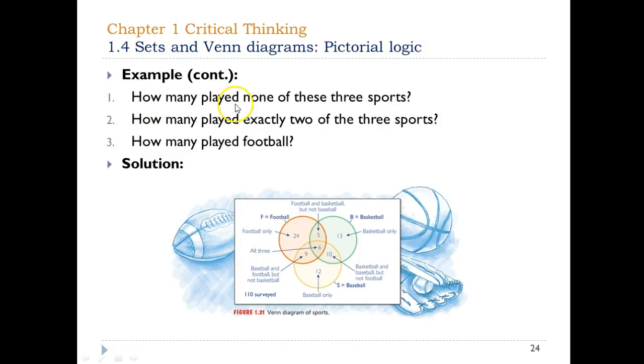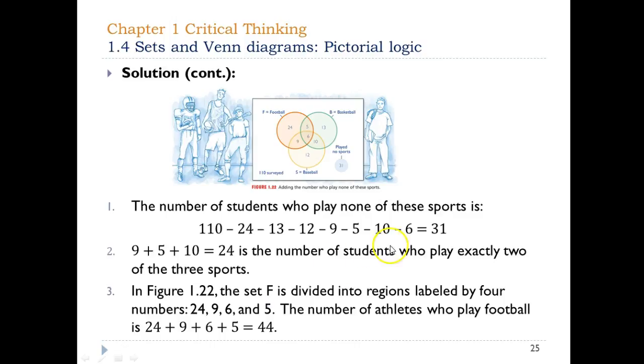So how many people played none of these 3 sports? There were 110 people who we surveyed, and the people who played the 3 sports are these people here in these circles, right? So we just have to add these numbers and subtract them from 110. And there's 31 people who played sports other than football, baseball, or basketball.